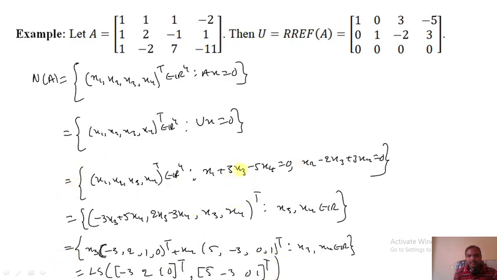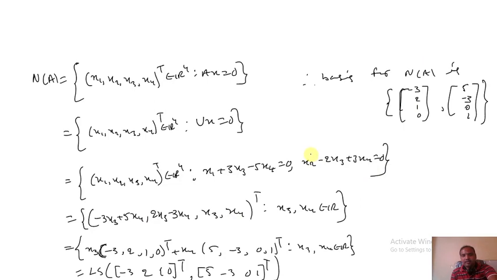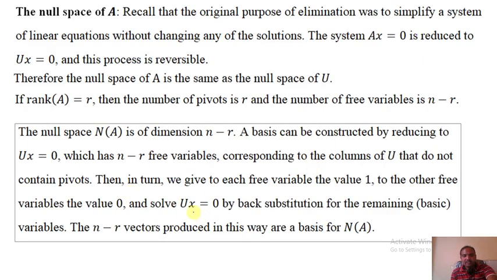This is the null space. The corresponding space is generated by these vectors. Therefore, a basis for the null space of A is (minus 3, 2, 1, 0) transpose, or you can write it as a column vector, and (5, minus 3, 0, 1). This is the basis for the null space. This is the procedure to find the null space. Or another way: when you write a solution, for the free variables, one free variable will be given 1, another free variable will be given 0.